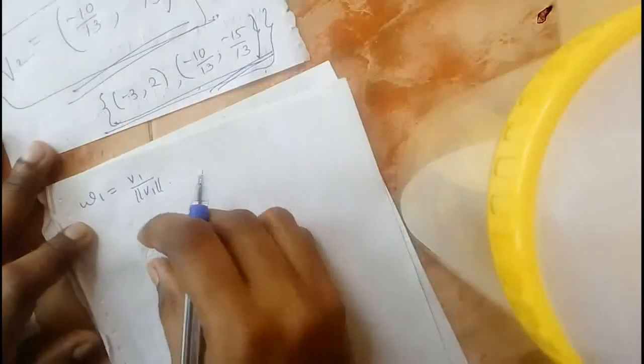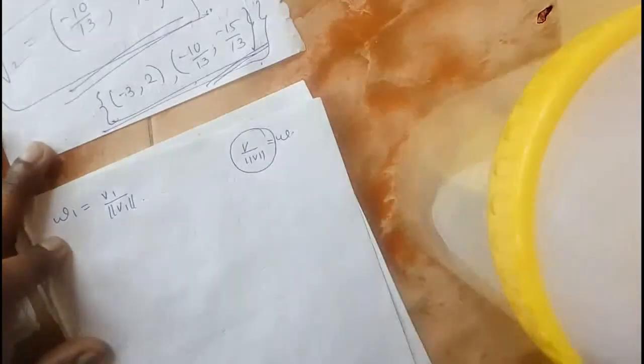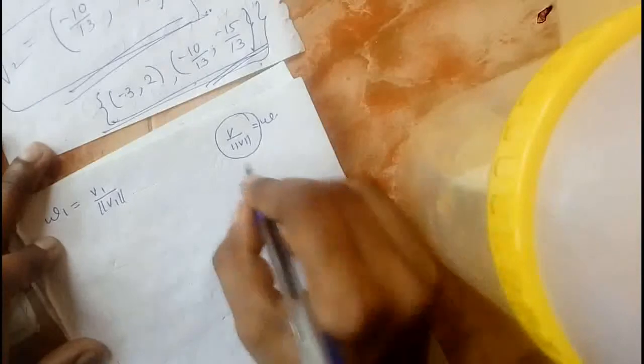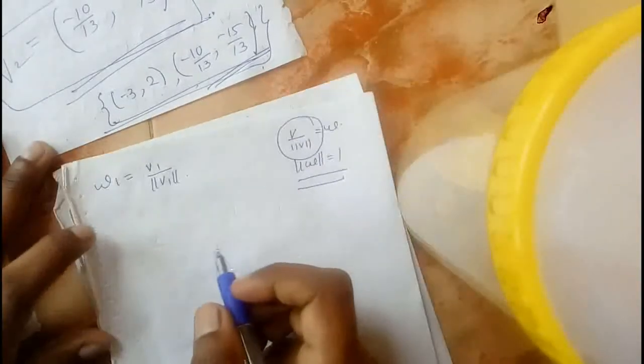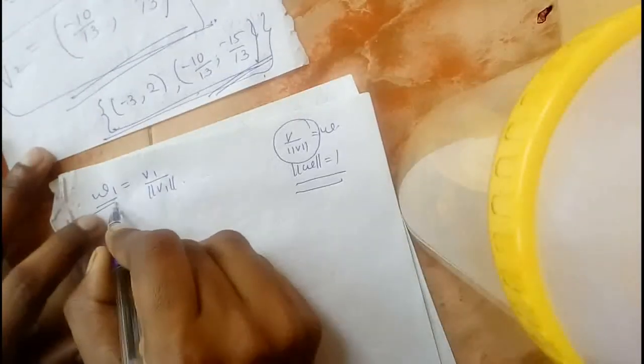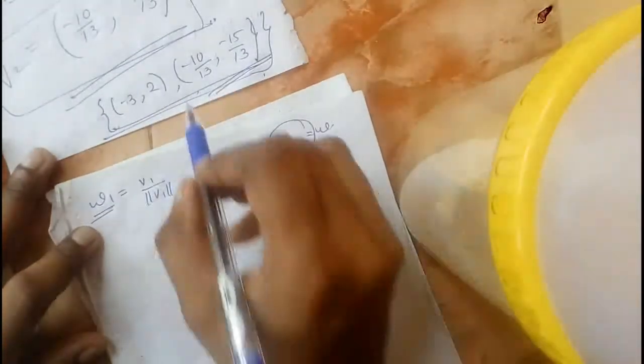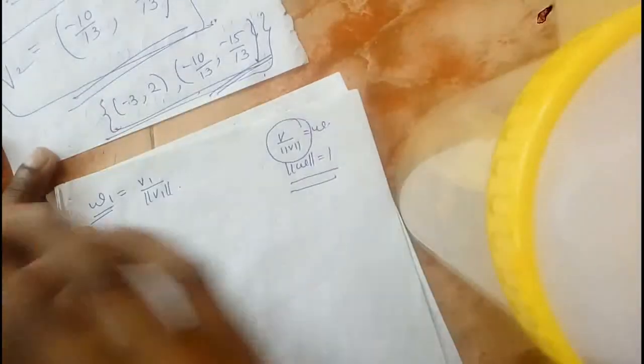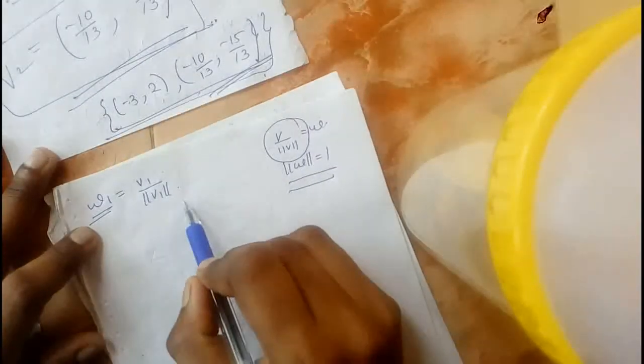Norm being 1 means we can construct a norm 1 vector from any vector. Let V be the vector. Then W equal to V by norm V always has norm W equal to 1. So here W1 is the orthonormal basis vector. Here we have V1 and V2. So V1 is converted to an orthonormal vector: V1 by norm V1.